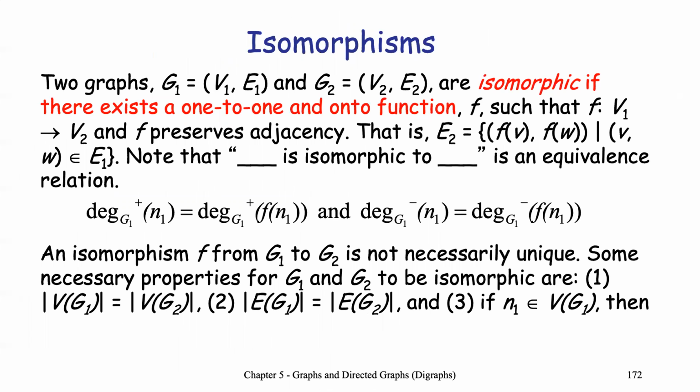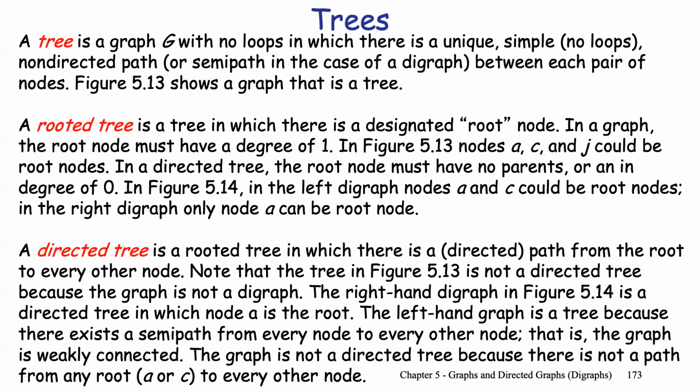Isomorphisms: two graphs G1 and G2 are isomorphic if there exist one-to-one and onto functions between them. I'm just going to continue on. I know there are a lot of definitions here, so just be thinking about it. Trees is probably a concept that's going to be a little bit easier to think about.